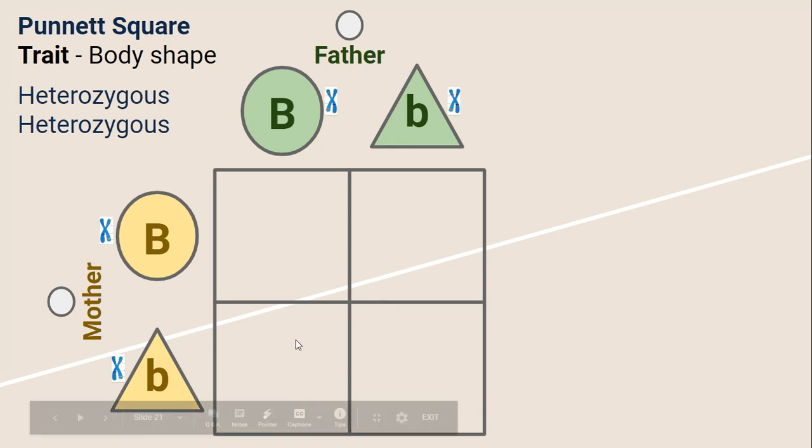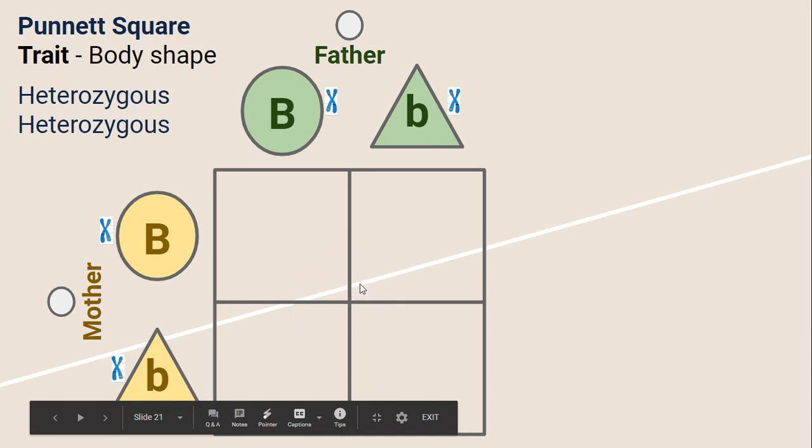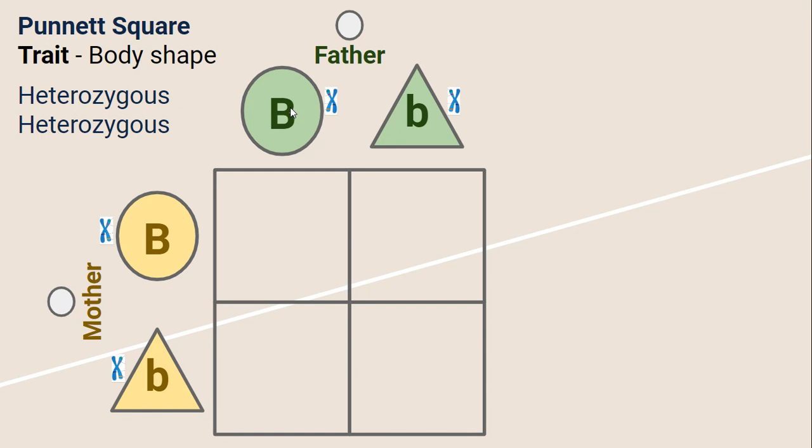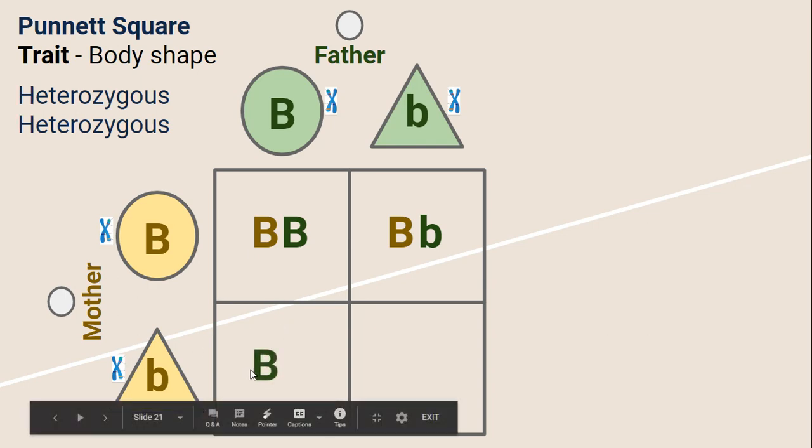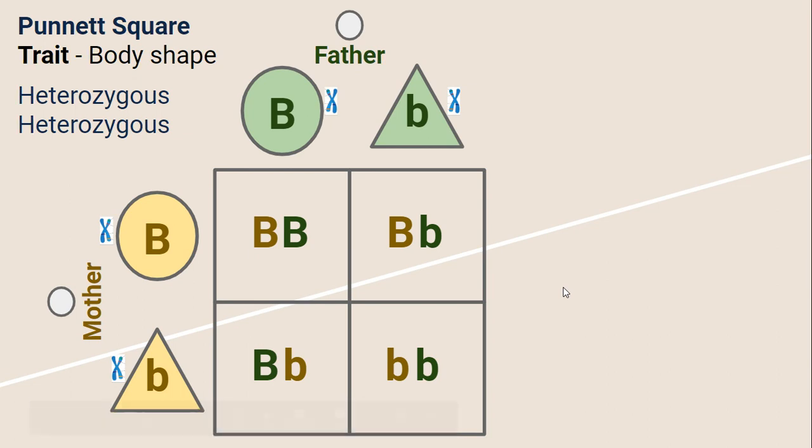Now, there are four possibilities represented with this 2x2 square. The first possibility is that the offspring inherits the dominant allele from the father and the dominant allele from the mother, giving it two dominant alleles. The second possibility is that it inherits the recessive allele from the father and the dominant allele from the mother, giving it capital B, lowercase b. The third possibility is that it inherits the dominant from the father and the recessive from the mother. And then lastly, it could inherit the recessive from the father and the recessive from the mother. And these are the four possible genotypes or gene combinations.